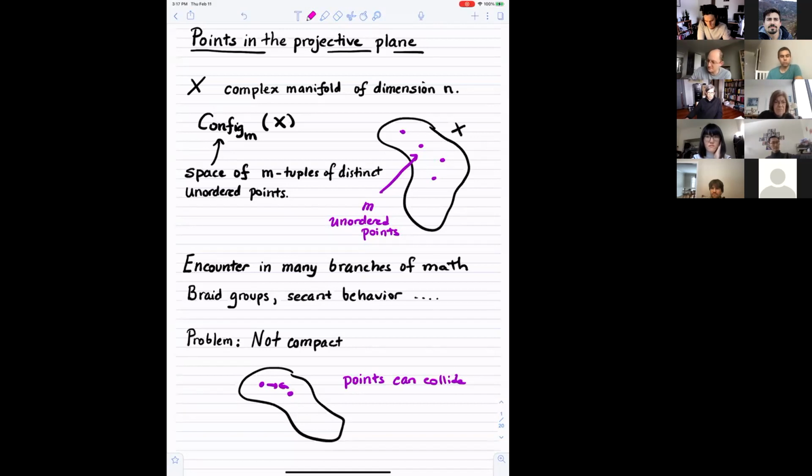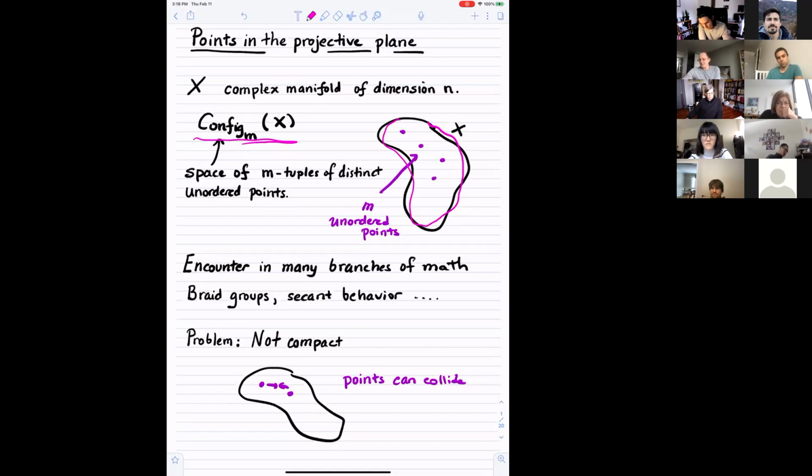Say that you have some space, and you can associate to that space the configurations of M points on it. So what is that? Here is my cartoon of my space X. Let me also outline it, since you can't see my hand gestures. And what you do is you take M unordered tuples of distinct points on the space.